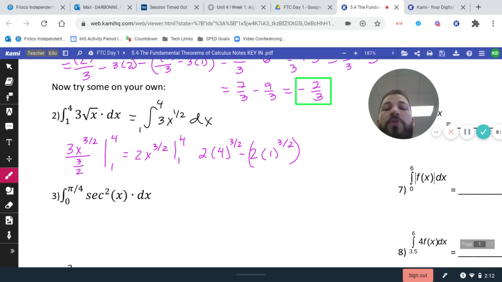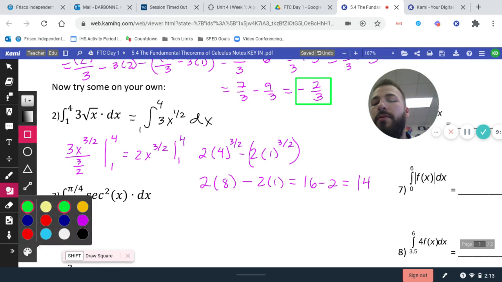So what is the square root of 4? 2. 2 cubed is 8. So 2 times 8 minus square root of 1 is 1. What's 1 cubed? 1, which 1 to any power is always going to be 1. So 2 times 1. So this is equal to 16 minus 2, which is equal to 14. And that's it. Pretty straightforward.